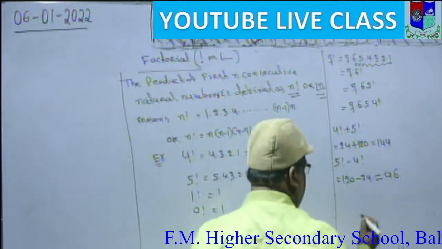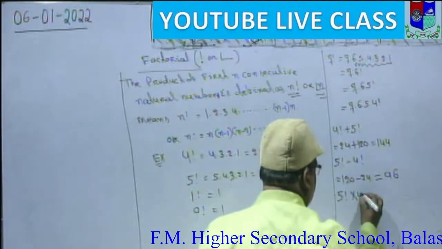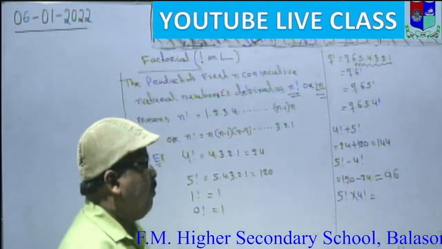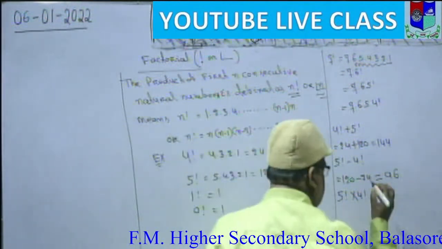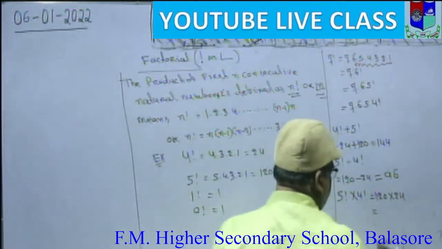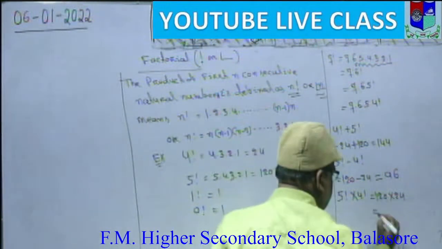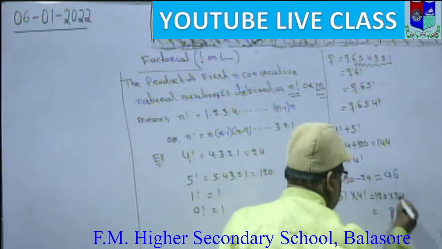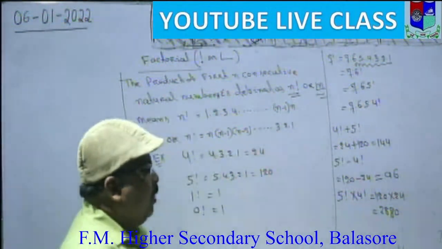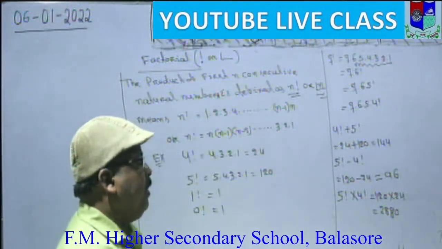If we multiply them, then 5 factorial into 4 factorial. It is not 20 factorial, but 5 factorial means 120 and 24. We have to multiply these two. So the answer will be 2880.